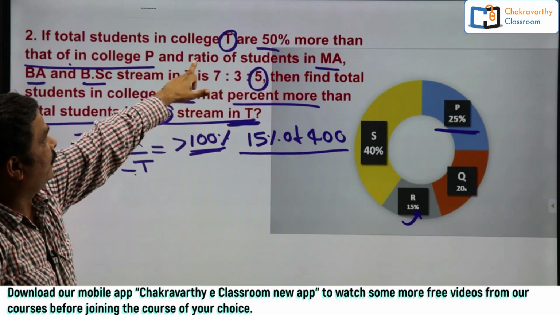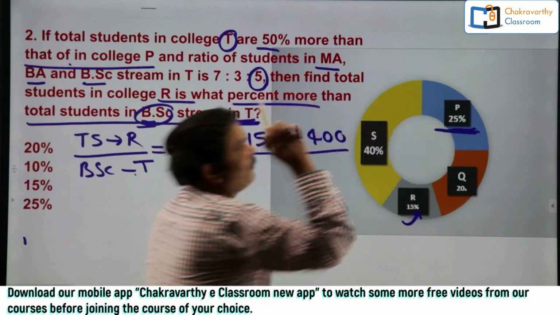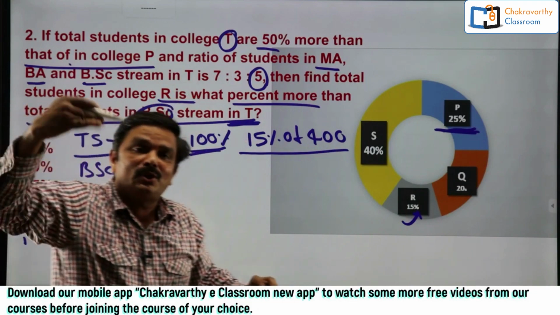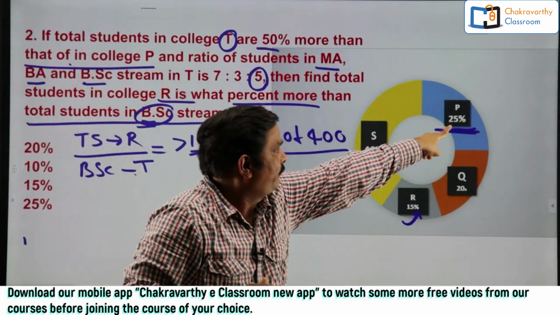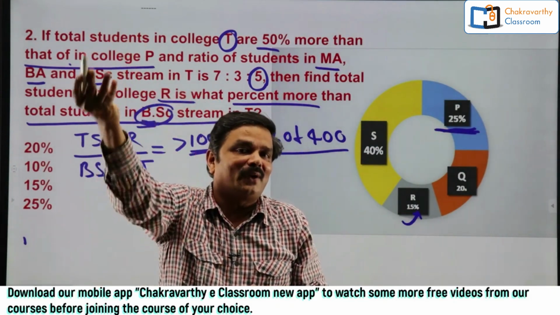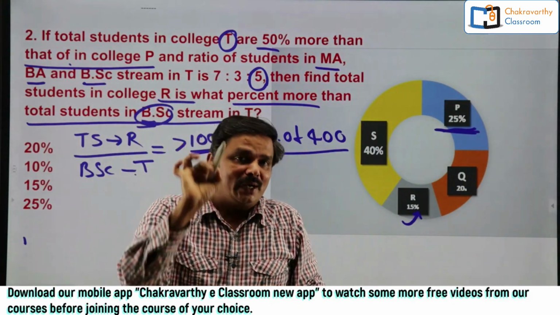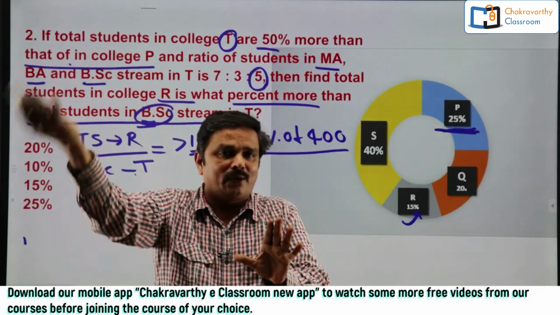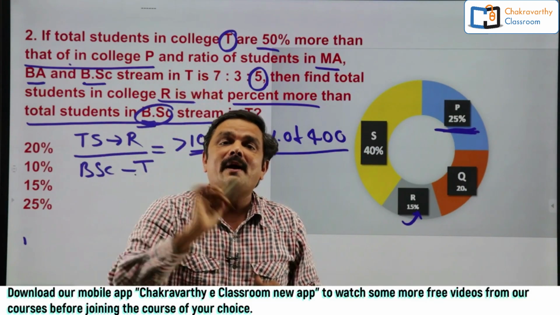Total how many students are there in T? 50% more than that of P. So P is 25% of 400. Now in college T, 50% more than P. So instead of taking the total, you take 50% more than 25%. What is 50% more than 25%? That is 25 into 150 by 100, or 25 into 3 by 2. If you want to go by the fraction, 50% more than 25 means 25 into 3 by 2. So that is 75 by 2.